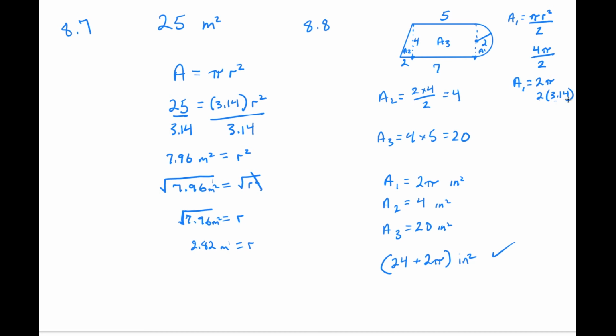2 times 3.14, which is going to be 6.28, right? Inches squared. And because that now looks like this, you can just add it. Instead of this, you can put in 6.28 inches squared, and that's going to be 6 and 4 is 10 plus 20. That'll be 30.28 inches squared. Okay, and that is the correct answer, as much as this one is. Either one of those, the system will take.